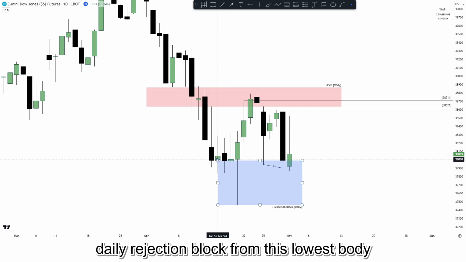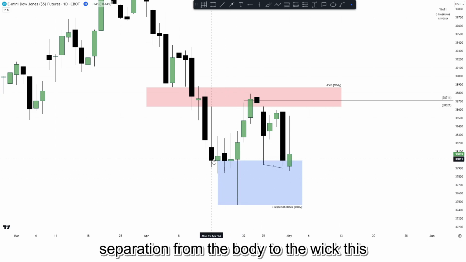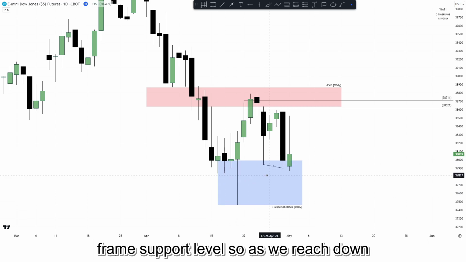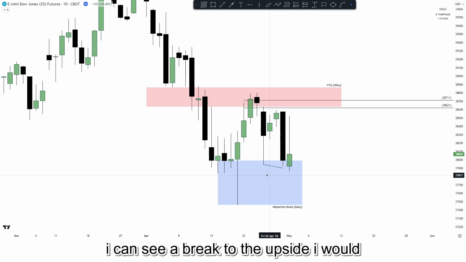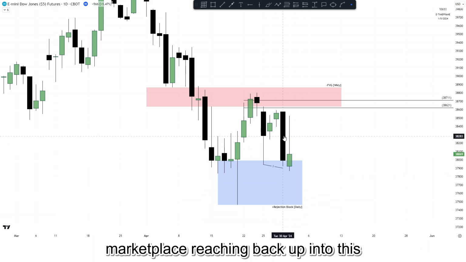From this lowest body on the daily to this lowest wick, this separation from the body to the wick, this is our rejection block. This is a higher time frame support level. So as we reach down into this level on the lower time frames, if I can see a break to the upside, I would then anticipate longs inside the marketplace, reaching back up into this prior day candle.